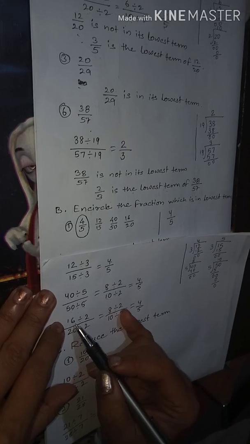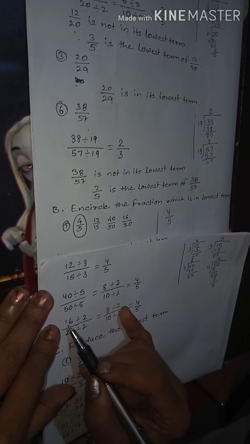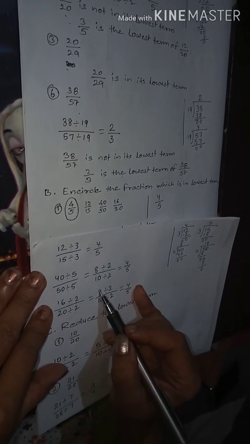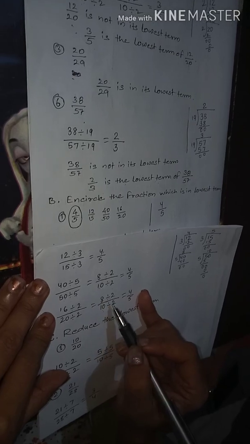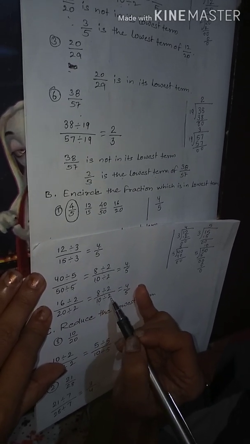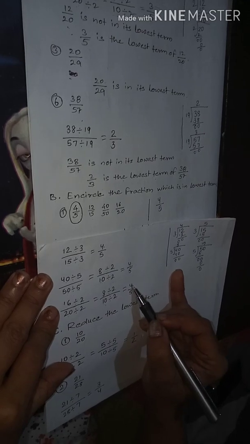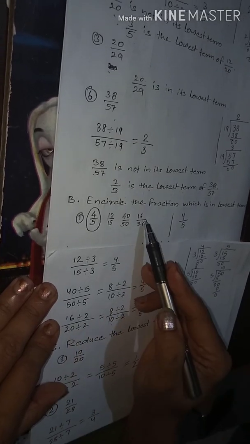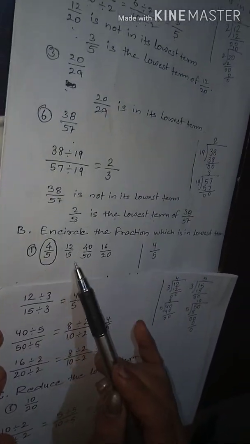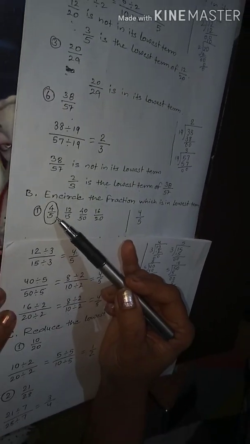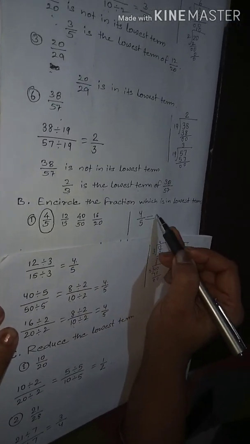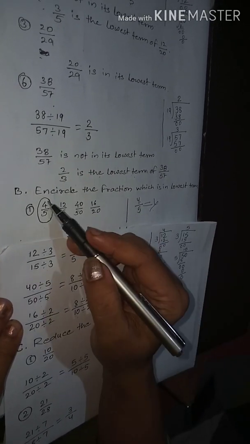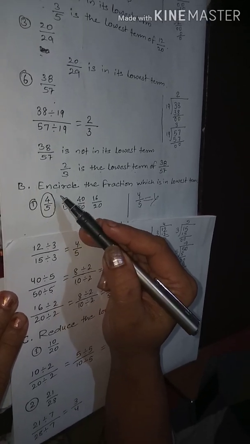Now similarly 16 by 20. So 16 divided by 2 is 8, and 20 divided by 2 is 10. Again it can be reduced. So we will reduce, 8 divided by 2 and 10 divided by 2. 8 divided by 2 is 4, and 10 divided by 2 is 5. So 4 by 5 is the lowest term of 16 by 20. So these fractions we can reduce, but 4 by 5 we cannot reduce. There is no common number that reduces 4 by 5. So 4 by 5 is in its lowest term.